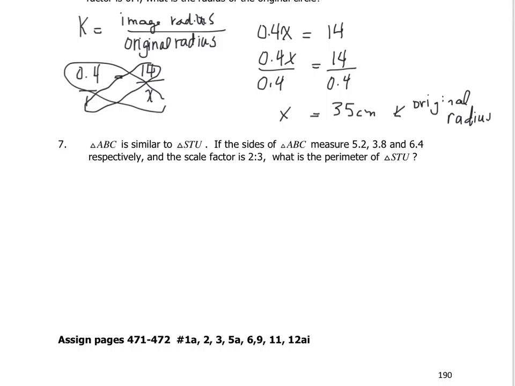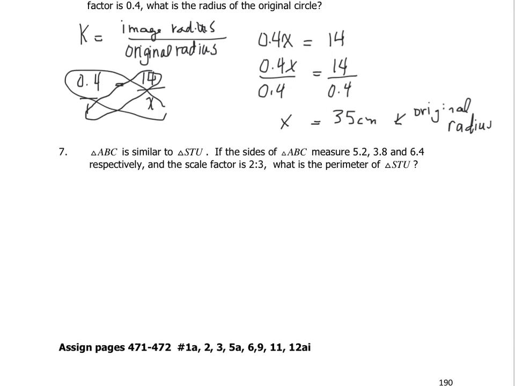Great. Question number 7 says triangle ABC is similar to triangle STU. If the sides of triangle ABC measure 5.2, 3.8, and 6.4 respectively, and the scale factor is 2 to 3. So that can be written as 2/3. What is the perimeter of triangle STU?